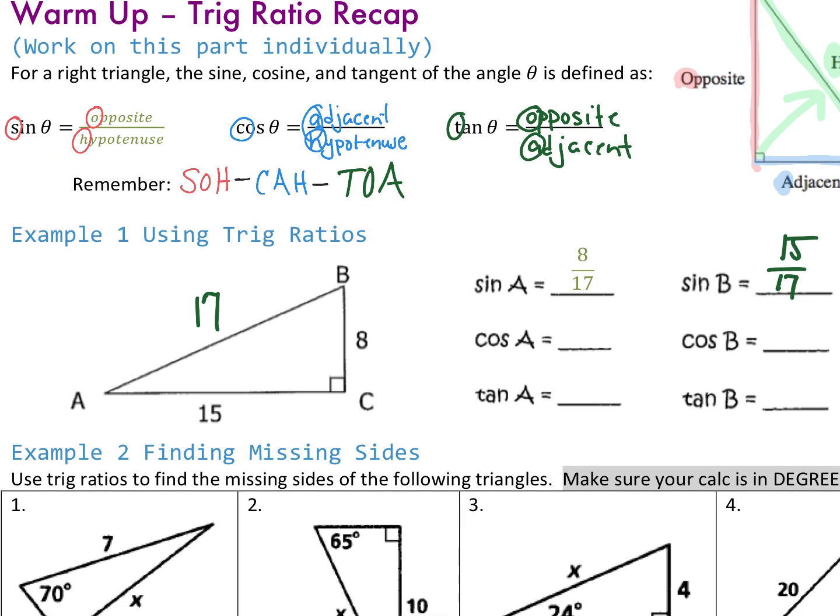If you're standing at angle A and you look for the adjacent side, the side next to angle A, you're looking at 15, and the hypotenuse is still 17. So this next ratio here is just 15 over 17. And then you reduce the fraction, but 15 over 17 doesn't reduce. Cosine of B, adjacent over hypotenuse. So the adjacent side is again next to angle B. Adjacent over hypotenuse is 8 over 17.